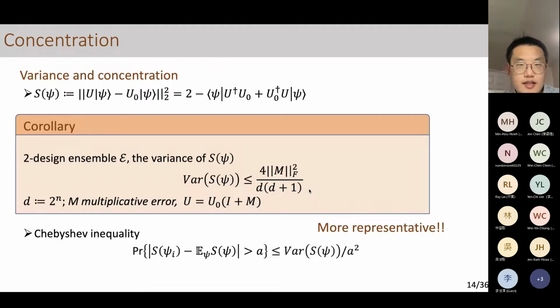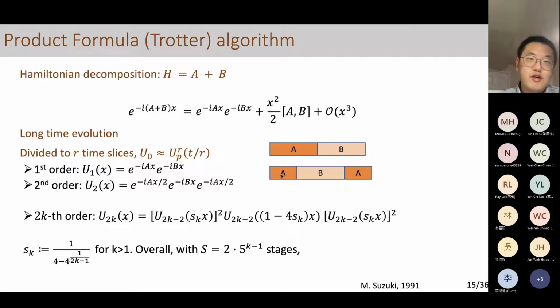Okay, so the problem now is how to estimate the Frobenius norm of this multiplicative error. Let's look at the product formula method. For this method, take a simple example. If the Hamiltonian H equals A plus B, then in a short time, the ideal evolution can be approximated by first the evolution A and then evolution B. The error is related to the commutator of A and B. This is the Trotter decomposition.